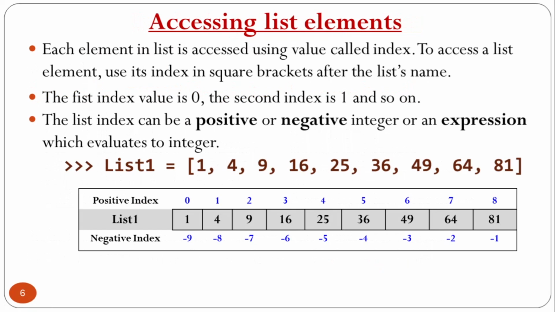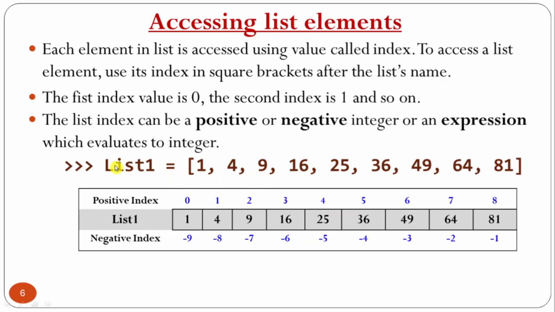Next we can see how to access list elements. Each element in a list can be accessed using its index. We have to use the index in square brackets after the list name. The first index is 0, the second index is 1 and so on. Here I have given a list with name list1 with 9 elements in it. The elements are 1, 4, 9, 16, etc.